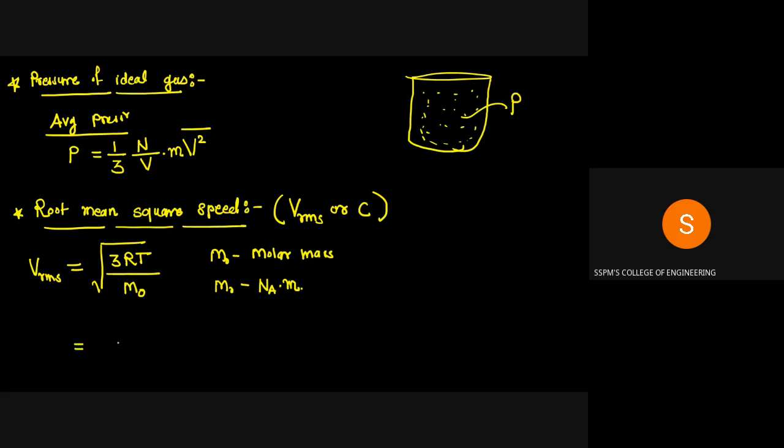This equation we can also write as square root of 3P upon rho. So the VRMS first equation is square root of 3RT upon M naught, or 3P upon rho. Here basically we are replacing PV by nRT.